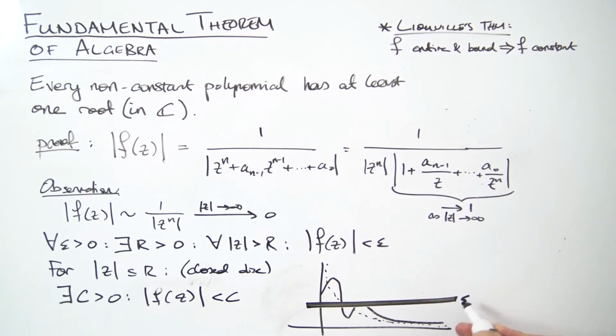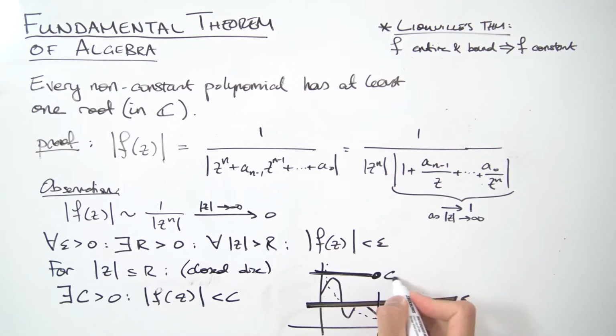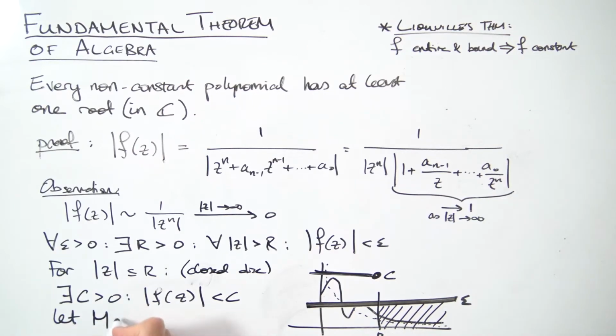So this is the epsilon that I choose here, then there must exist some r here such that my function is bounded above by this epsilon. And how about less than or equal to this r? Well, we know our function must be bounded on this region, on the closed disk. So we're going to have some other upper bounds over here. Let's call that c. So finally, we can let m be defined to be the maximum of c and epsilon.